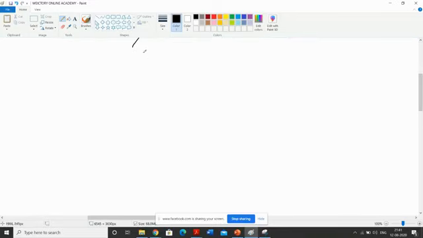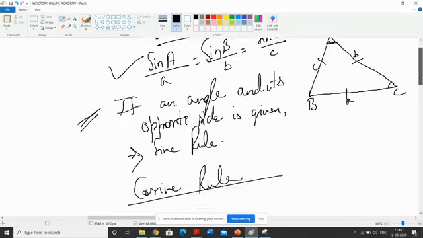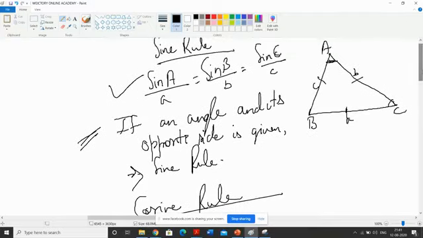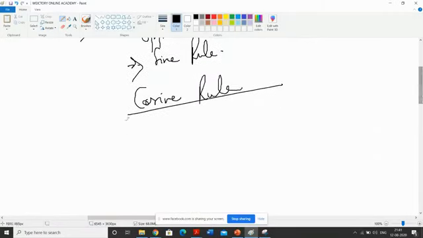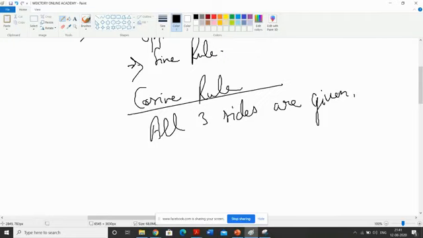Another is the cosine rule. The cosine rule is used to find the angles when all three sides are given. So when all three sides are given, you can use the cosine rule to find the angles.